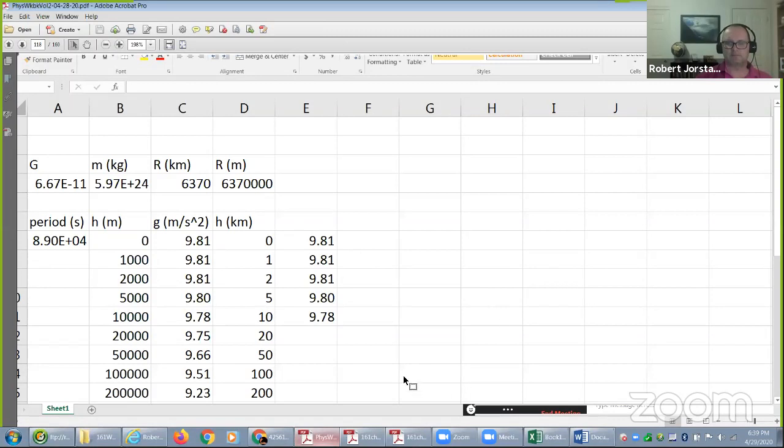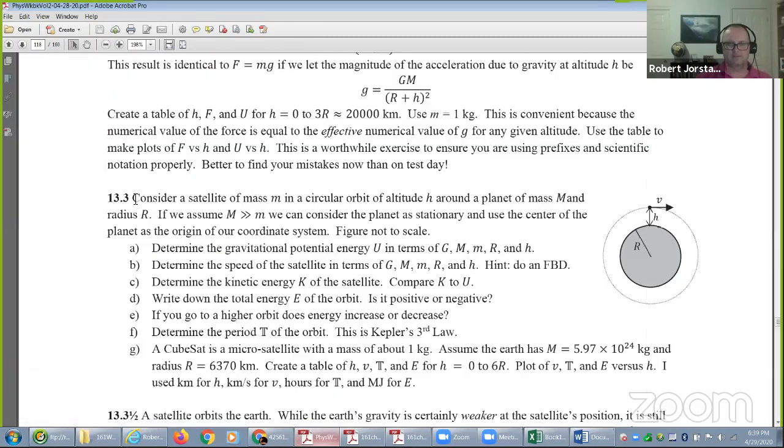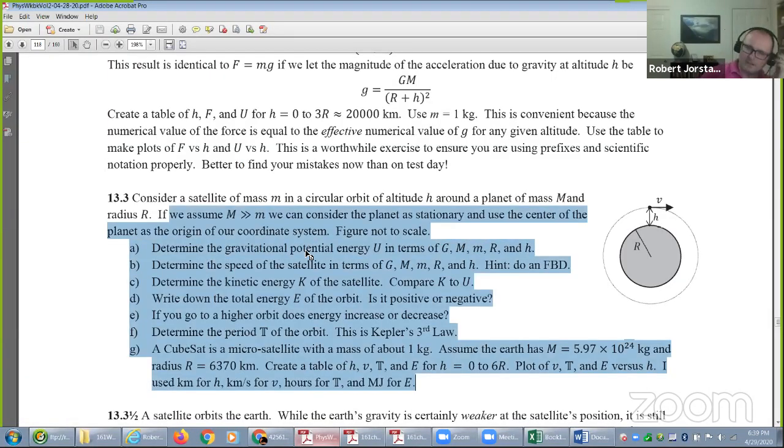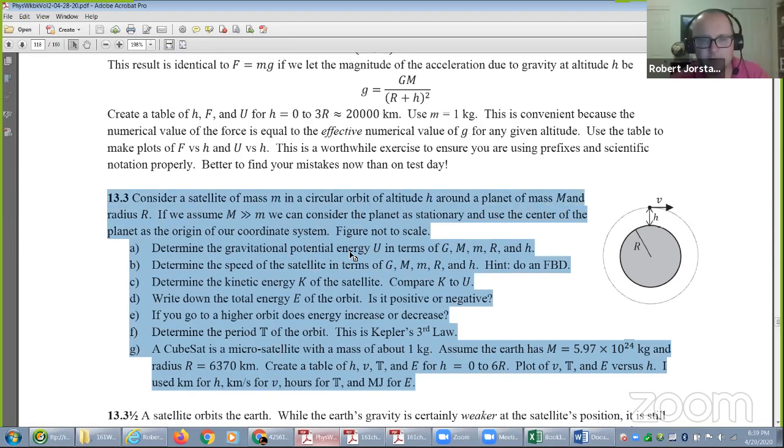All right. And then let's look at 13.3 really quick, see if there's something else in there. I cannot emphasize enough, actually make these plots. Notice in 13.3, I do the same thing, but it's for a satellite. Here's a question before we go on. We got 5 minutes left. All right.